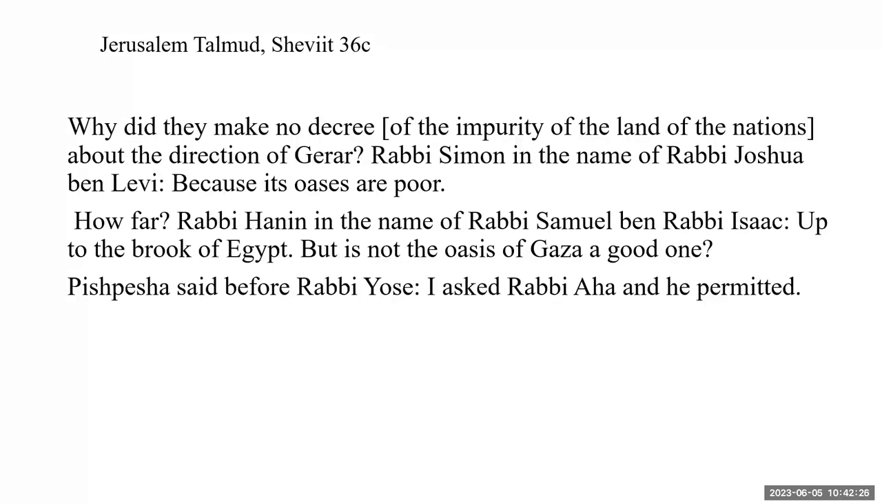Thank you. Daniel Alon tied together the impurity of idolatry and the impurity of gentile lands. He wrote something very close to what you said.